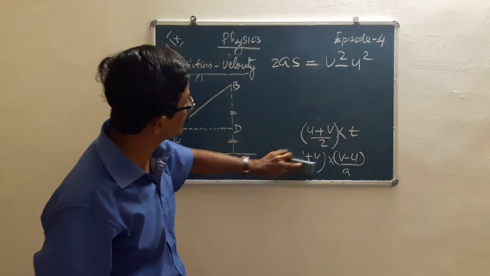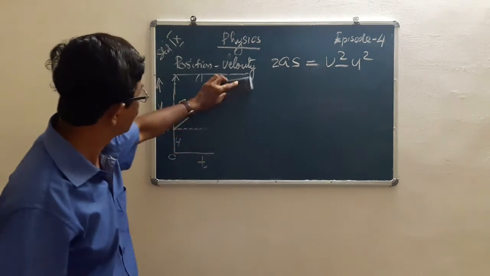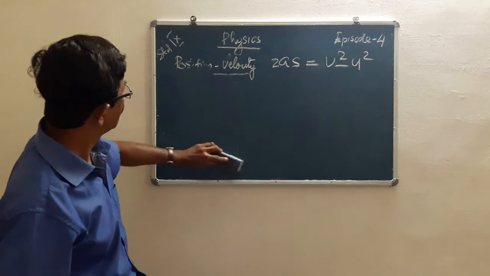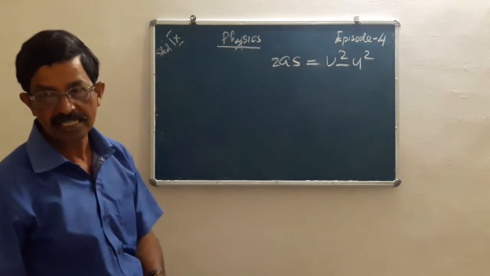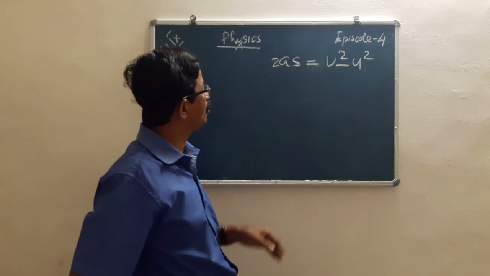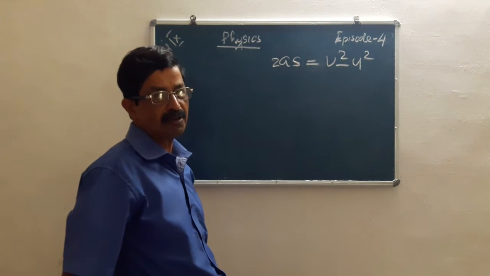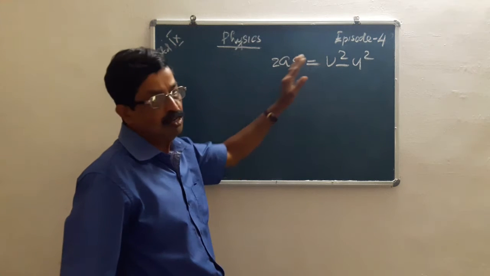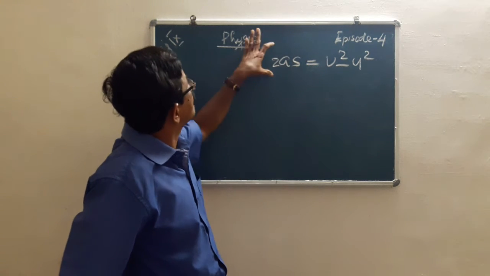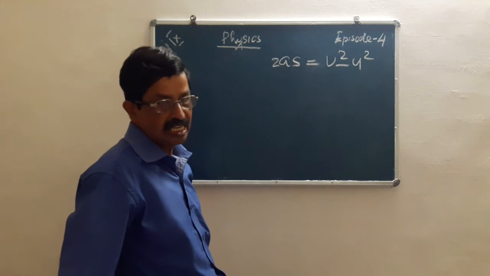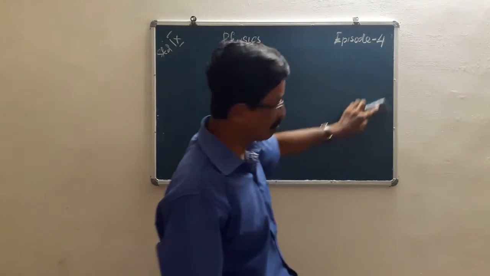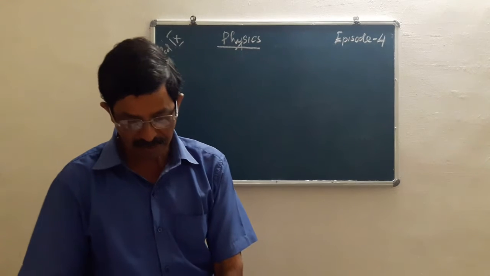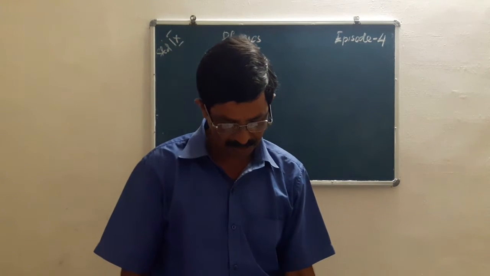Now three relations we got, which are they? One is V is equal to U plus AT. Second one is S equal to UT plus half AT square. And third one is 2AS is equal to V square minus U square. With this, we want to solve some problems that are given in our text.